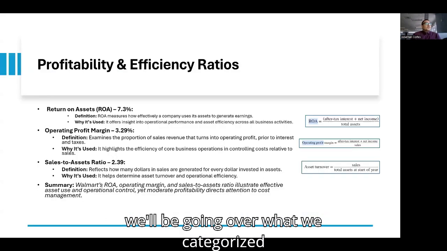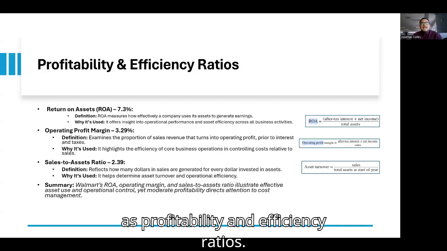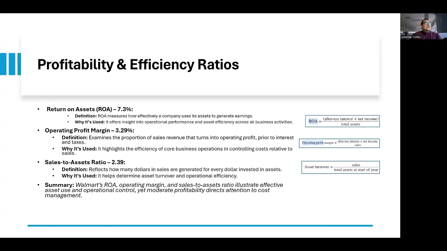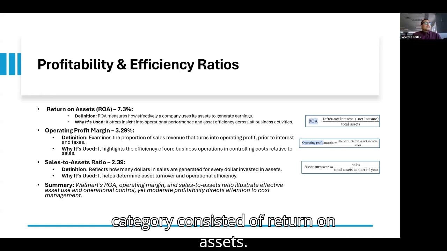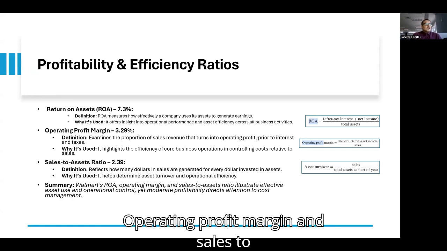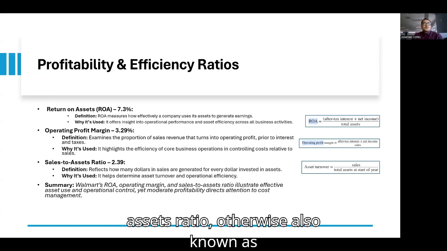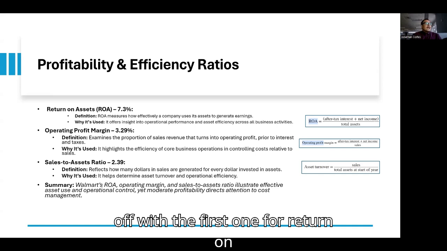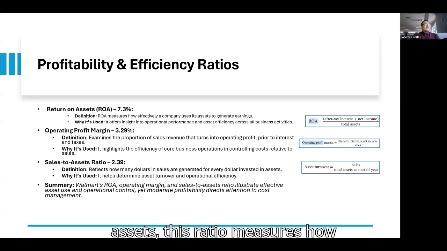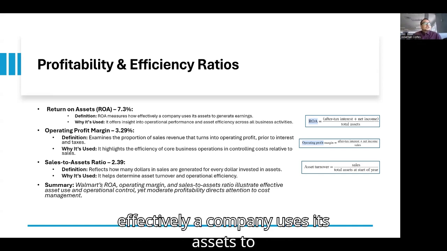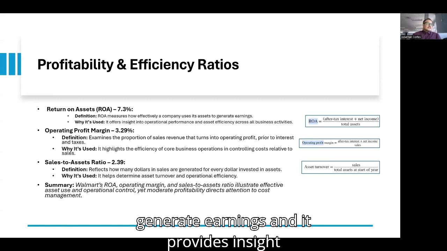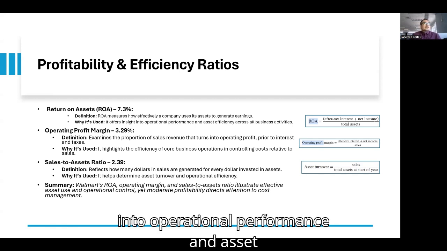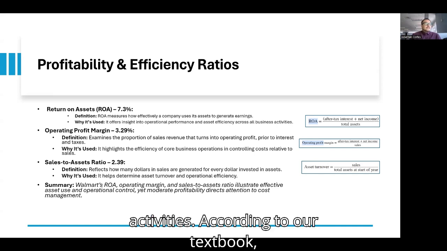Firstly, we'll be going over what we categorized as profitability and efficiency ratios. The ratios that fell into this category consisted of return on assets, operating profit margin, and sales to assets ratio, otherwise also known as asset turnover ratio. Starting off with return on assets, this ratio measures how effectively a company uses its assets to generate earnings, and it provides insight into operational performance and asset efficiency across all business activities.